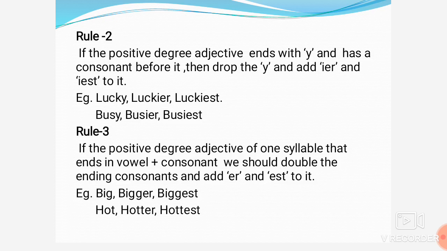For example, big. I is a vowel, G is a consonant. So when you change it to comparative degree, we double the last consonant, GG. So it becomes bigger. And for superlative degree, it becomes biggest. Hot, hotter, hottest.